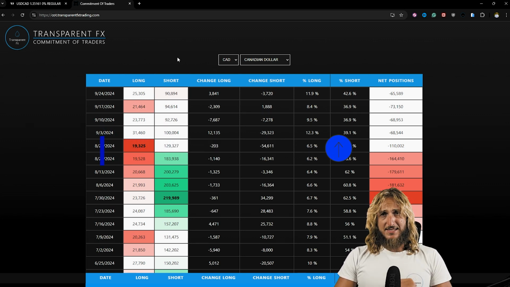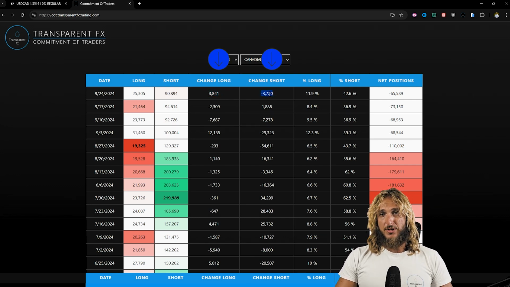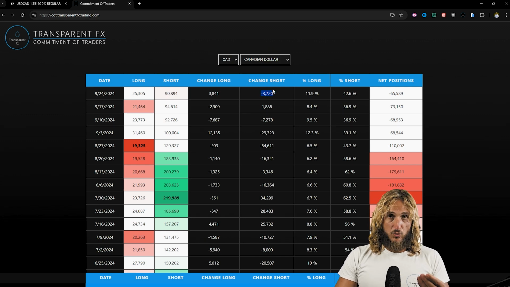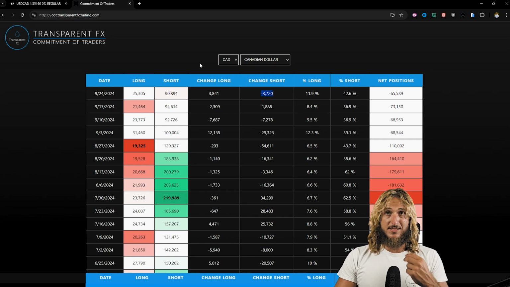So let's keep this in mind that institutions also added, just with the last report, 3,800 longs and closed 3,700 shorts on the CAD. So essentially they shorted even more USD CAD and closed their longs on USD CAD with the last report. Let's keep all of this in mind and move back to the chart.